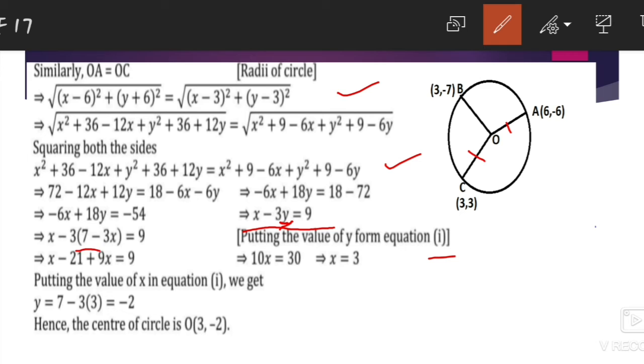So if you put the value of y, you get an equation only with the variable x. From here the value of x will be 3. Okay, now put x equal to 3 in the first equation, and the value of y will be minus 2. That means the coordinate of the center will be (3, -2). Okay, in this way you have to solve this question.